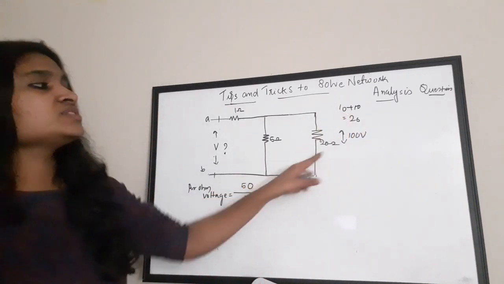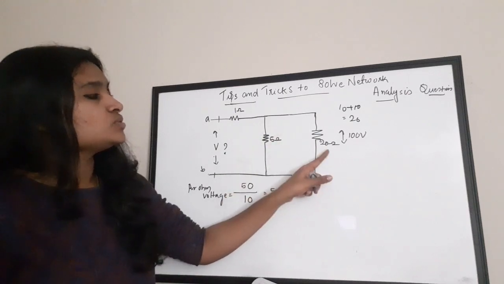Okay, fine. So we have simplified up to this point. Now there is a 20 ohm, there is a 5 ohm.